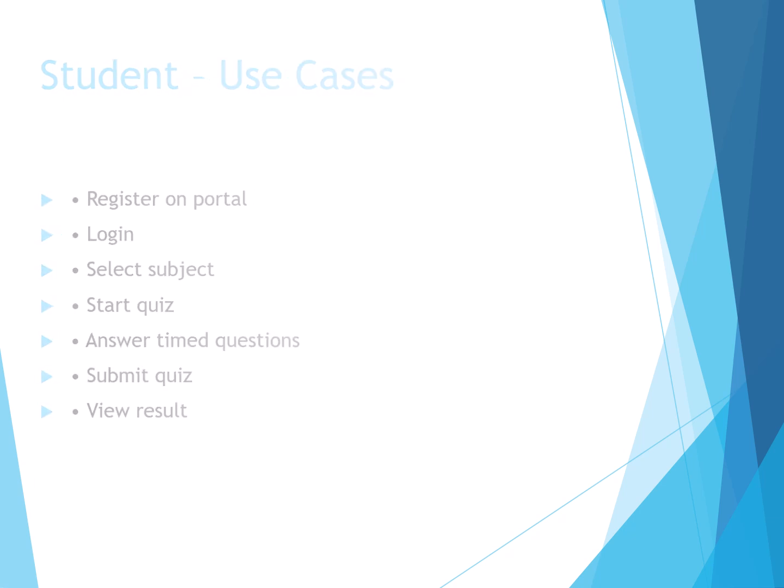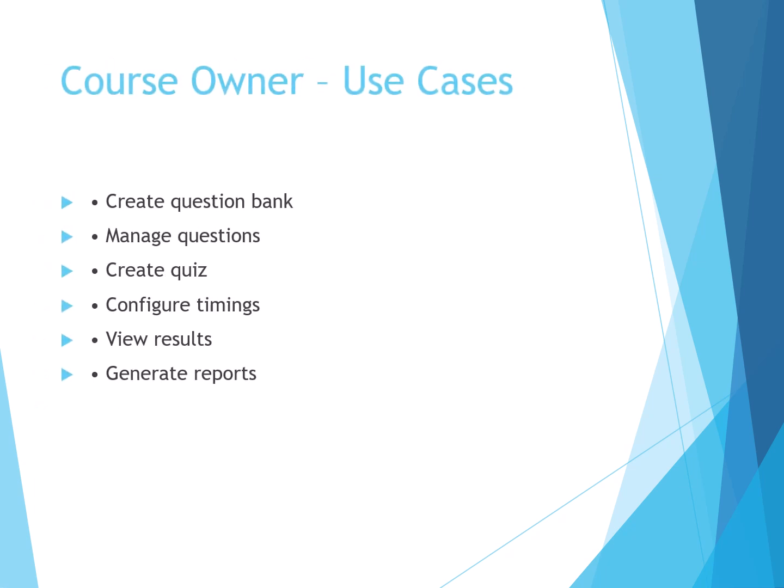So what is the next actor? The course owner. The course owner does not take the quiz, they create and manage it. They create a question bank, add questions, select questions for a quiz and set the quiz timings, and define start and end dates. Not only that, after the quiz they can view the student results and also generate reports. These are all the responsibilities of the course owner. This is the second actor, right?